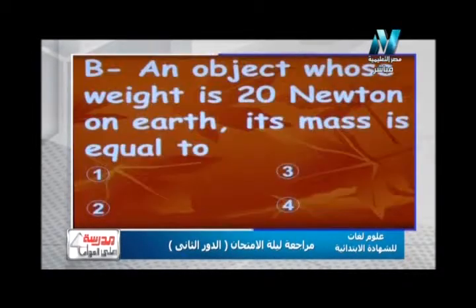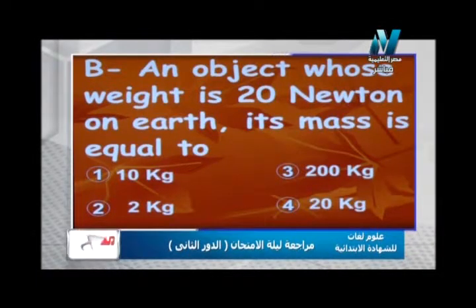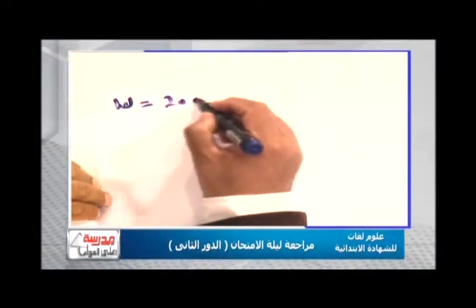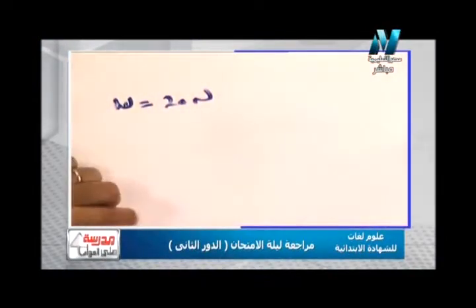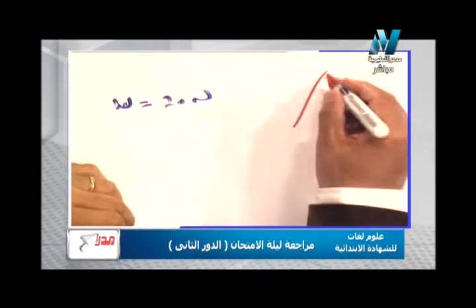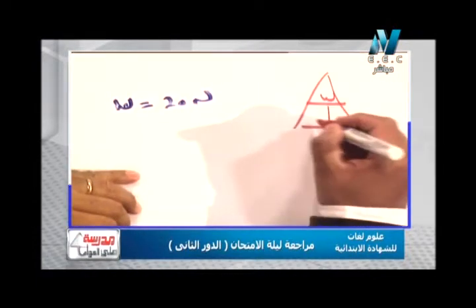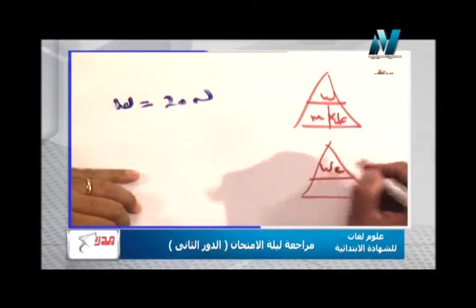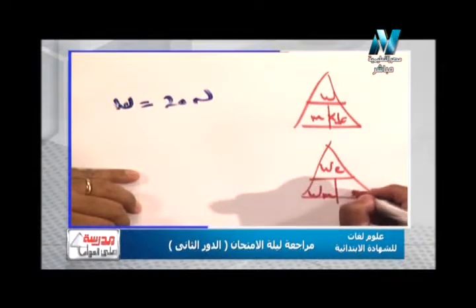Another question: an object whose weight is 20 Newton on Earth, its mass is what? Here is a mass problem again, so we should take care. Here I have only one piece of information, which is that the weight is 20 Newton. So I can write weight is 20 Newton. I can write again the two separate triangles: weight and mass by 10 here, and weight on the Earth and weight on the Moon, divided by 6.